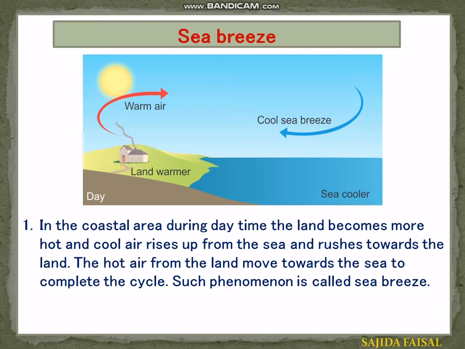The cool air from the sea is moving towards the land, and that completes the cycle. This is called sea breeze. What do you mean by sea breeze? In a coastal area during daytime, the land becomes more hot compared to the sea. At that time cool air from the sea moves towards the land and completes the cycle. This phenomenon is called sea breeze.